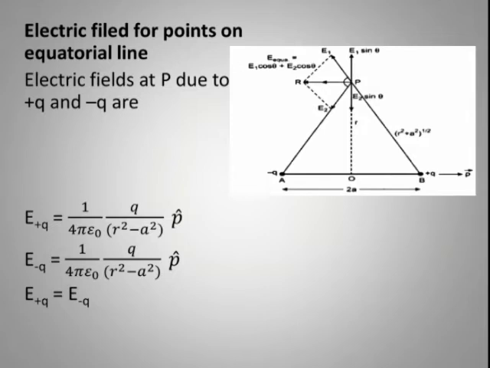So please make a note of this and do not make any sort of mistake. Now if I consider the electric field of the charge minus q, you can see that the distance over here is the same, r square plus a square to the power of half. So here also you will be getting the same thing, the distance being r square plus a square to the power of half.